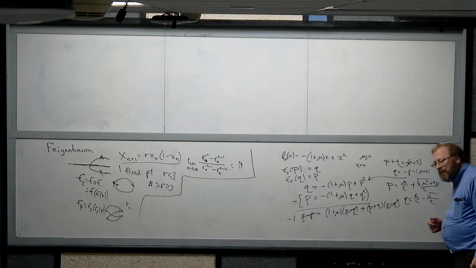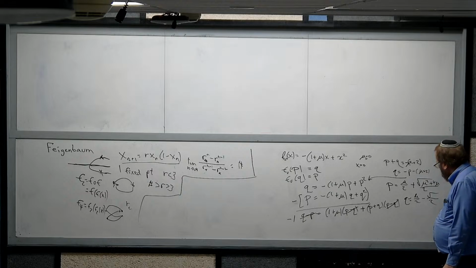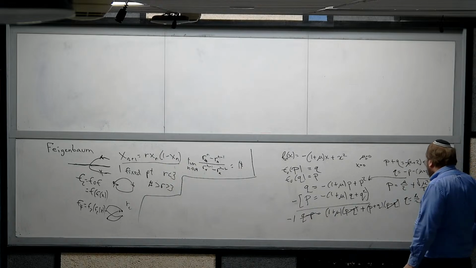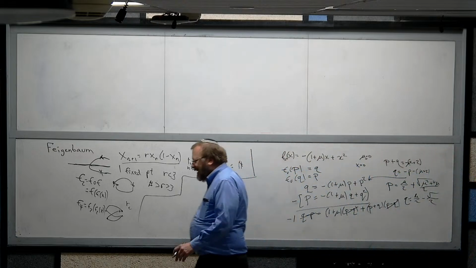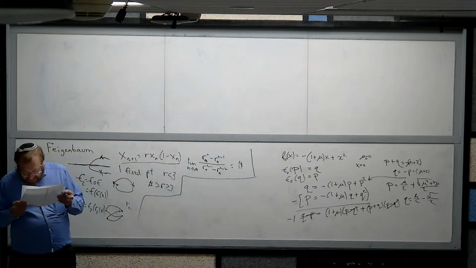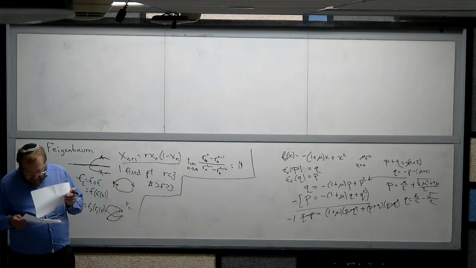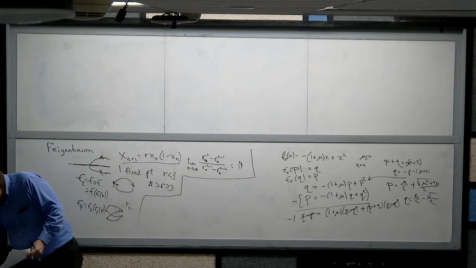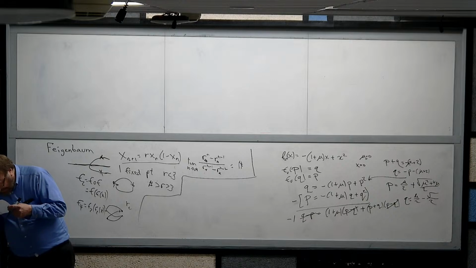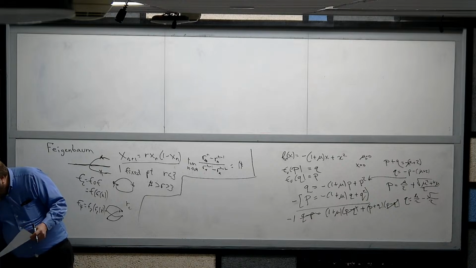Wait, but now p plus q is not equal to that. I'm sure I screwed up the algebra. Let's get it right. The sum of them is mu, not minus mu, and not minus mu plus 2.